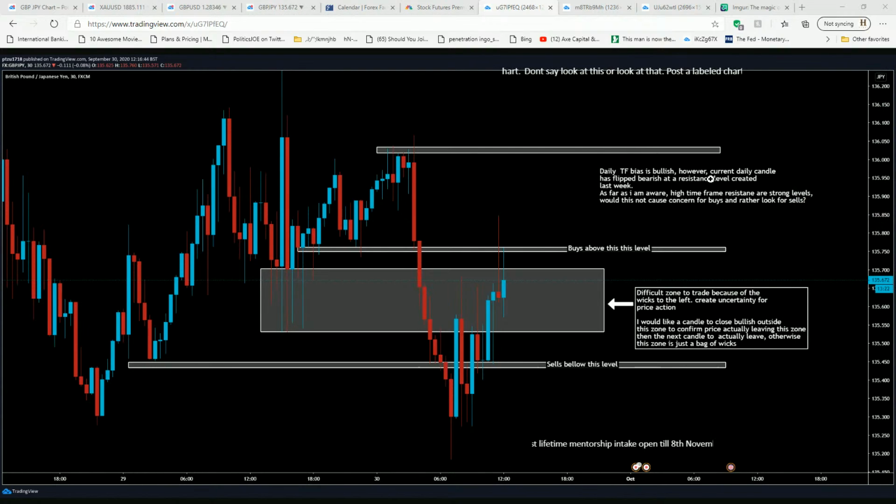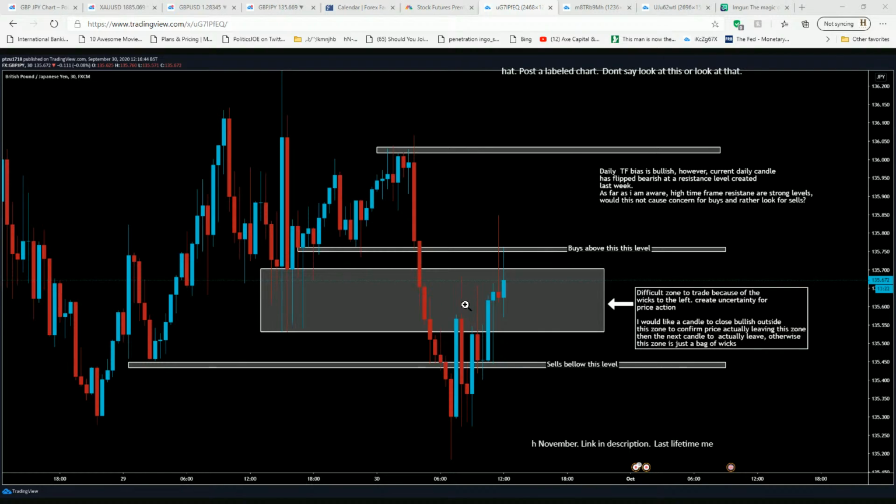Daily time frame is bullish. However, current daily candle has flipped bearish at a resistance. As far as I'm aware, high time frame resistance has strong levels. Okay, I would like to see a candle close below. This is a very well labeled chart, I'm not gonna lie. This is very nice. This is actually very nice.